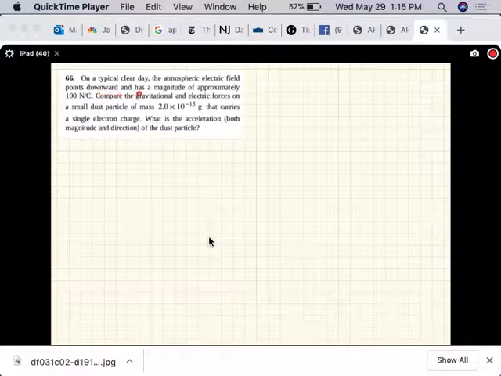So on a typical clear day, the atmospheric electric field points downward and has a magnitude of approximately 100 Newton per Coulomb. Okay, so eventually you learn that Newton per Coulomb and volt per meter are the same. So every 1 meter, there's 100 volts. That's an electric field pointing downwards. Compare the gravitational and electric force on a small dust particle.